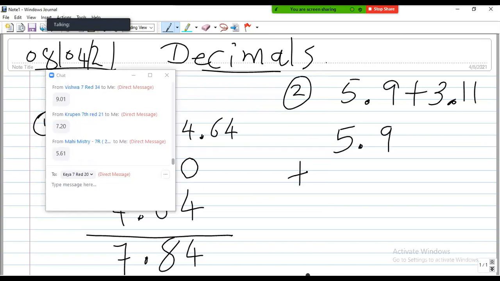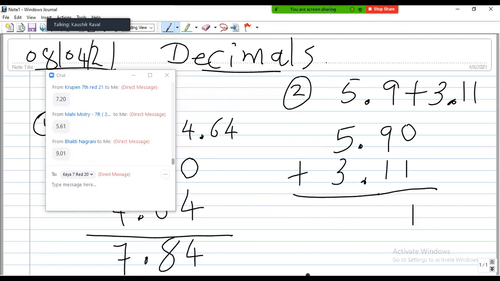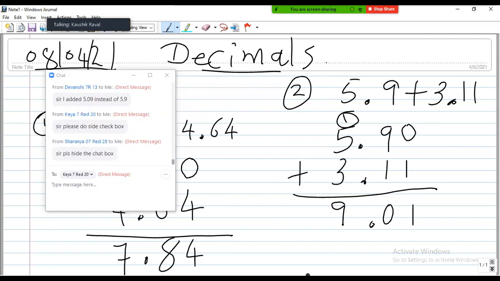5.9 plus 3.11. So 5.90 we will have to do. So 0 plus 1 is 1, 9 plus 1 is 0. So we have to carry 1 forward. 5 plus 1, 6, 6 plus 3, 9. Devanshi, if you read the question itself as wrong, then there is no point in solving the question itself, beta. You make a mistake in reading the question, there is no saving from that mistake. Okay, next one.